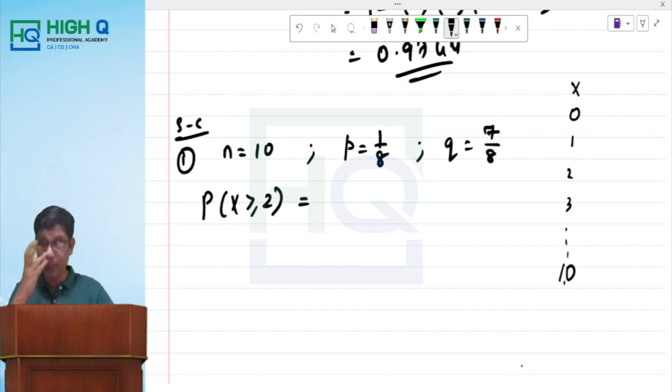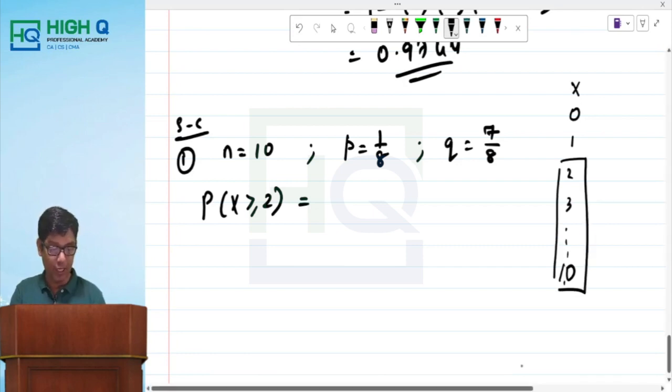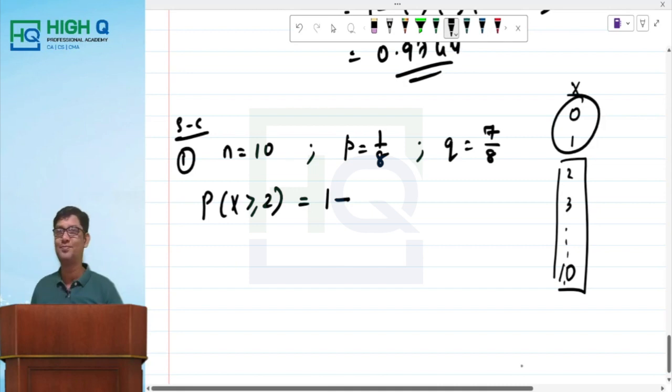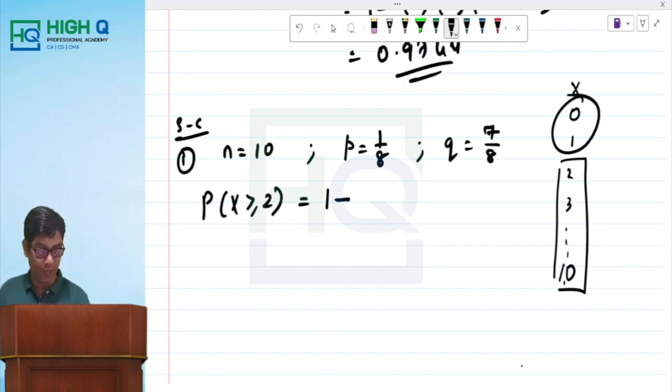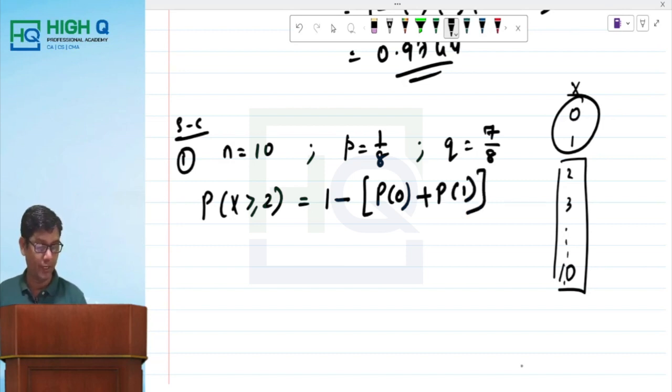Instead, you can do it like this also. X is more than or equal to 2. They ask you to add everything. Instead, what I'll do is 1 minus, I'll remove these two. Which is easier? The second one is easier. So 1 minus, open the brackets, P of X equal to 0 plus P of X equal to 1. Is that right?